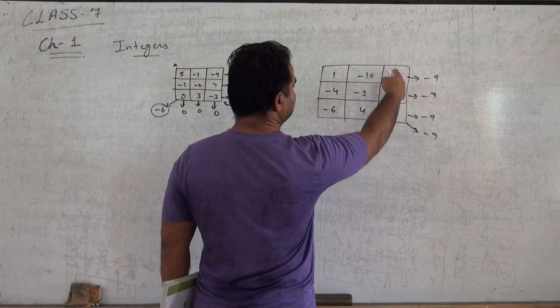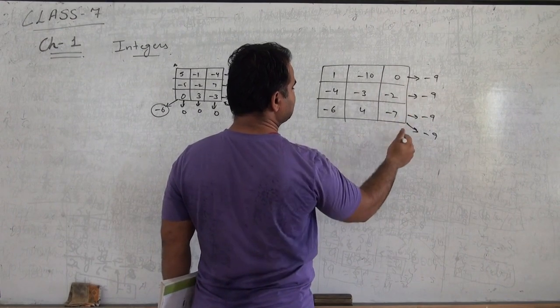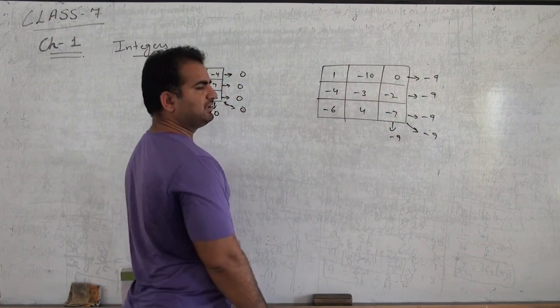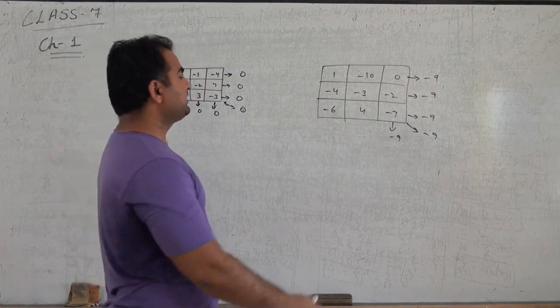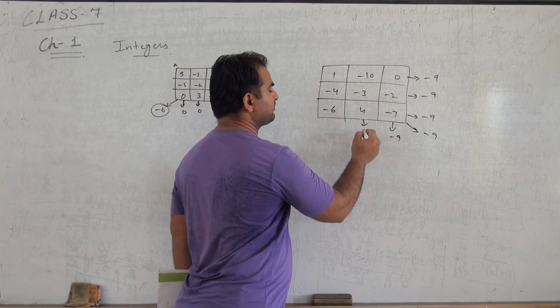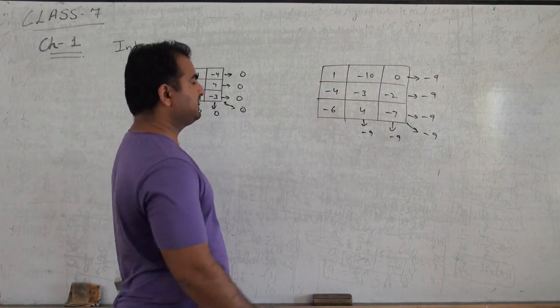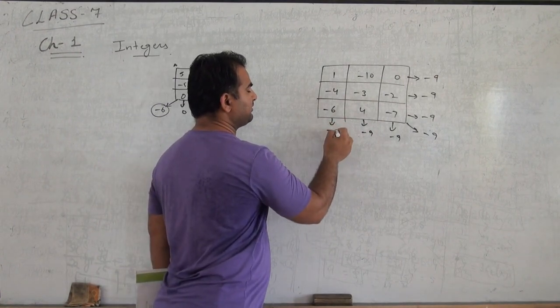Okay. What is 0 minus 2? Minus 2 and minus 7, it will also give minus 9. What is 10 minus 10 minus 3? It is minus 13. Minus 13 plus 4 will give minus 9. Okay, 1 minus 4 is minus 3. Minus 3 and minus 6 will also give minus 9.